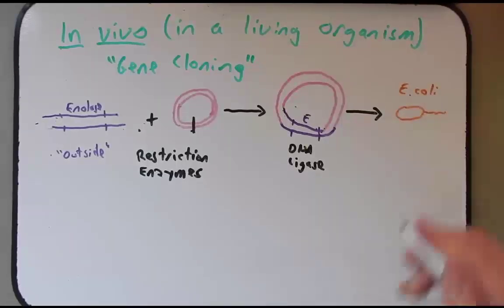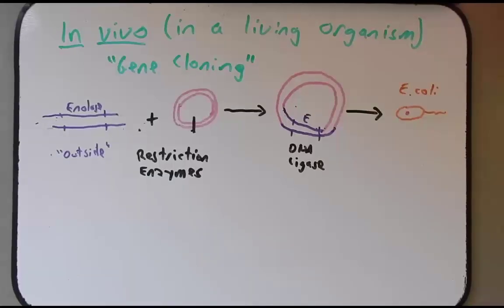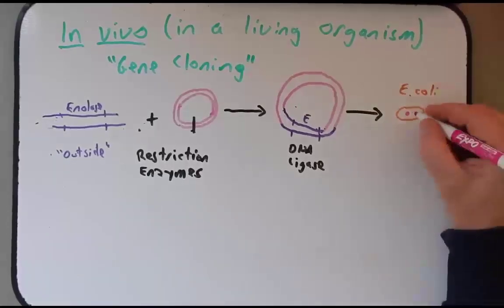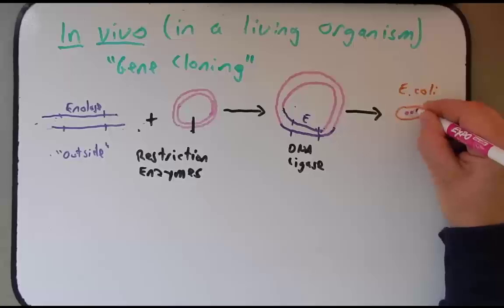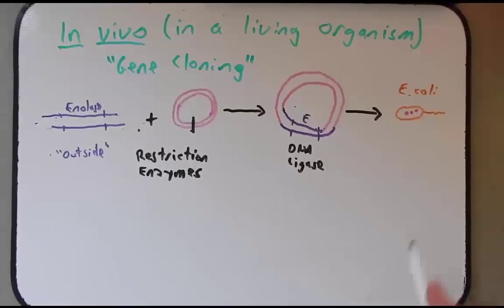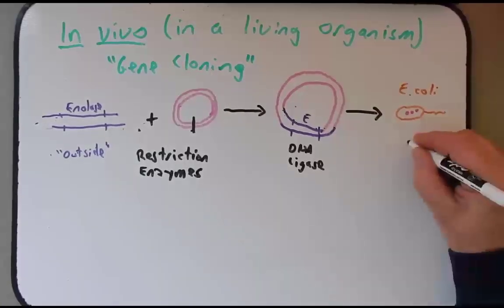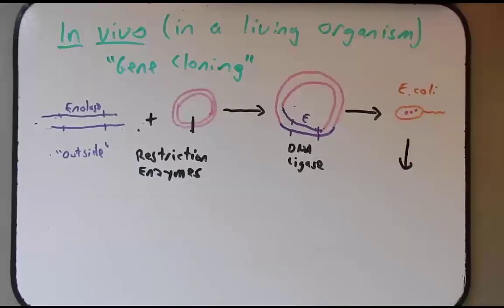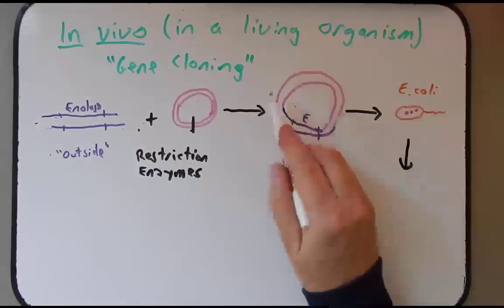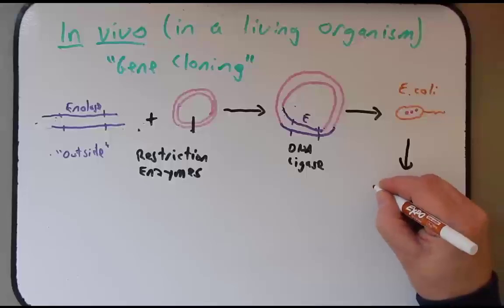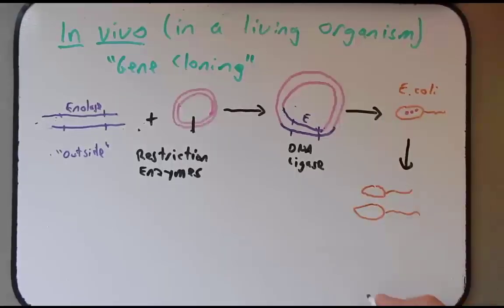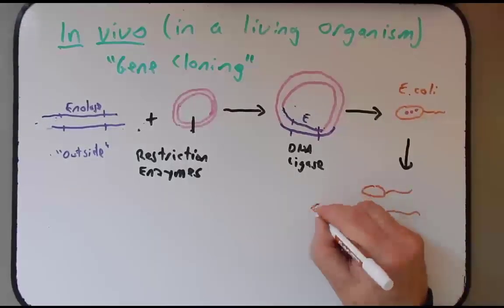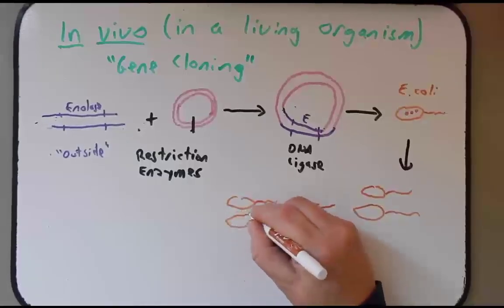So now this plasmid is inside of the E. coli. And inside of the E. coli, it's going to make multiple copies of it. In addition to these extra copies here, that is, every time this E. coli cell divides, it's going to copy this plasmid multiple times. So every time it divides, we end up making more copies of the plasmid.